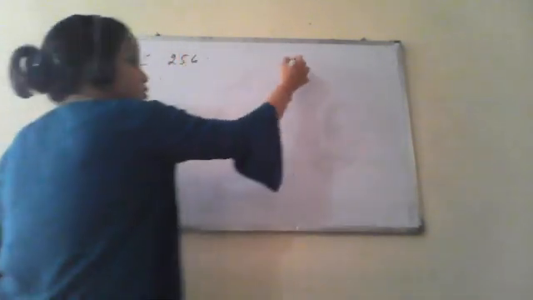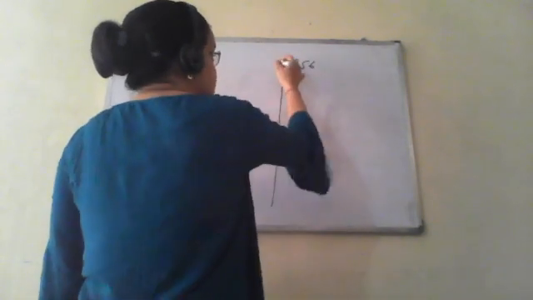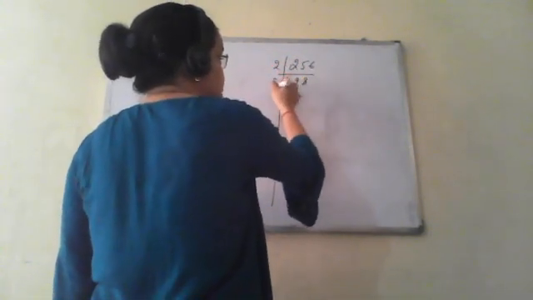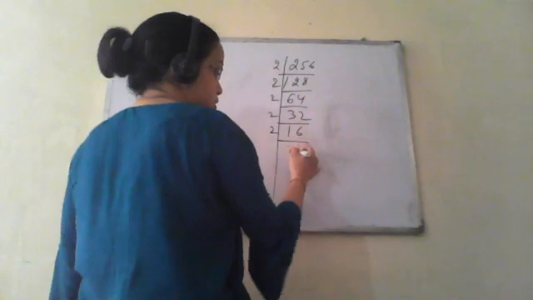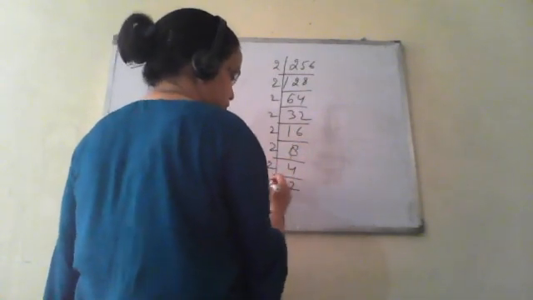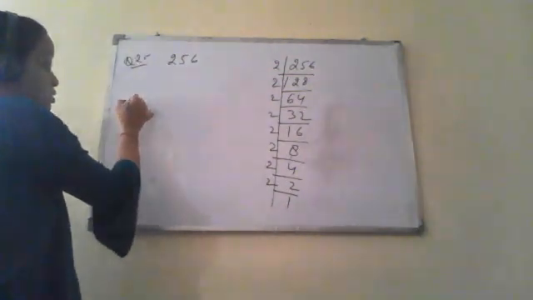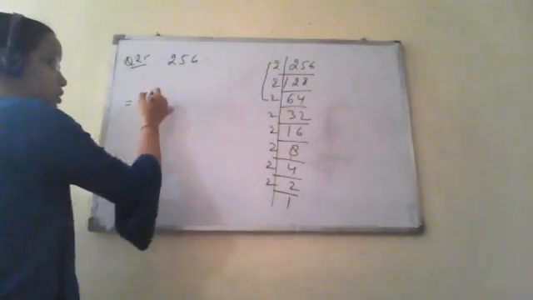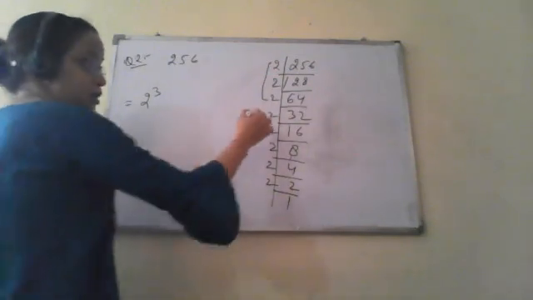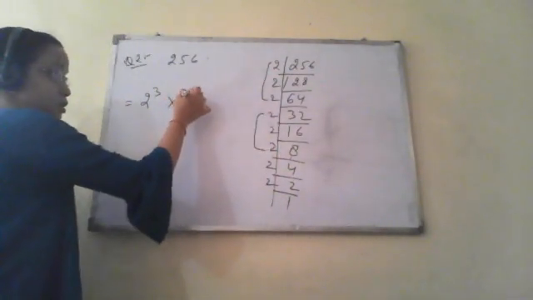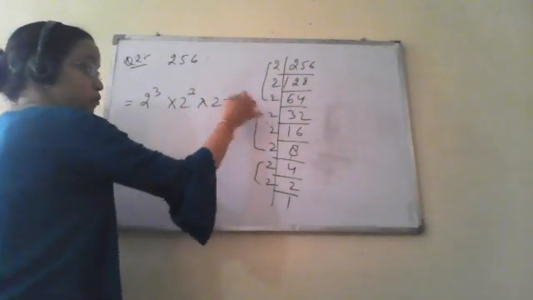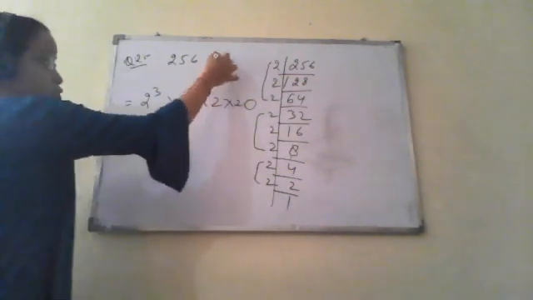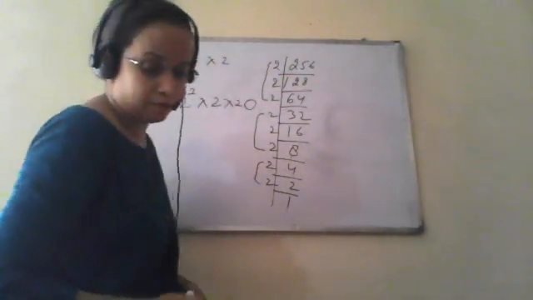This is 256. So it's 256. We have to do the prime factors again. This is 128. This is 64, 32. Okay, so this triplet is complete. So we can write 2 raised to power 3. This triplet is complete. So this is 2 into 2 into 2. What is left? This is 2 into 2. So what are we short of? We are short of one 2. So if we multiply this 256 by 2, the resulting number will be a perfect cube.